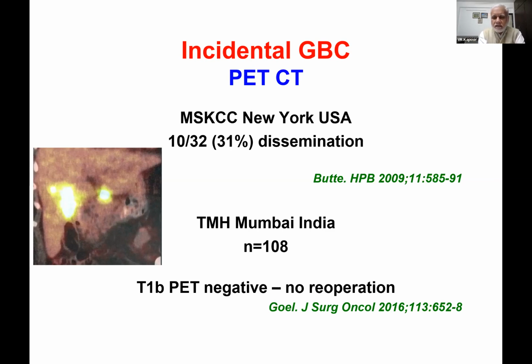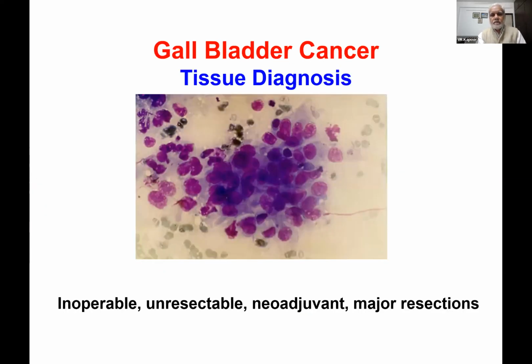There is a report from Tata Memorial Hospital which talks of the role of PET scan even in incidental gallbladder cancer. I'll discuss it at the end. That in T1B incidental gallbladder cancer, where there is a debate whether the patient should or should not be reoperated for what we call a completion extended cholecystectomy, they say that in T1B disease, if the PET is negative, then in all patients that they reoperated, they found no residual disease, and therefore they make a suggestion that these patients may not be reoperated and just kept under follow-up surveillance.